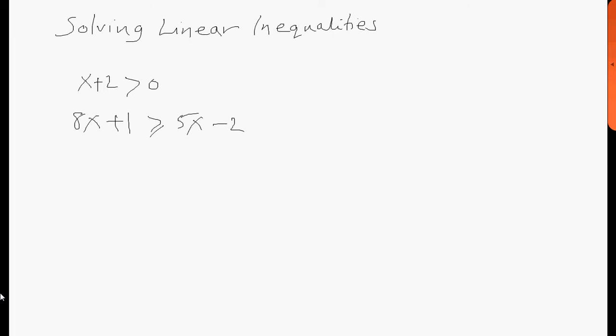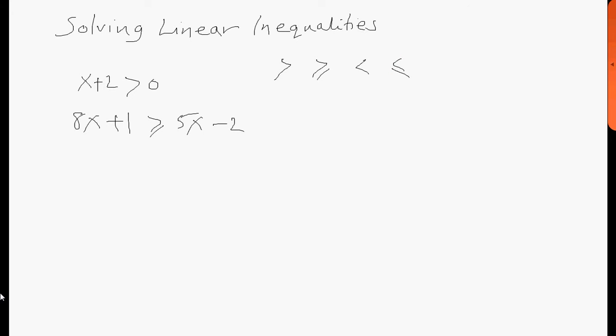Okay, solving linear inequalities. Here you see two examples of linear inequalities. x plus 2 is greater than 0. 8x plus 1 is greater than or equal to 5x minus 2. As you can see, linear inequalities are very similar to linear equations. The only difference is that instead of an equality sign, you have one of these four signs: greater than, less than, greater than or equal to, less than or equal to.